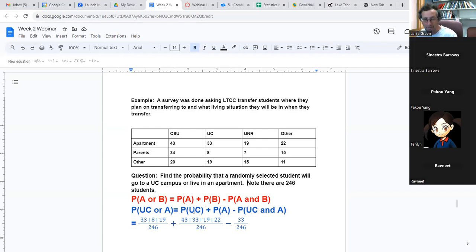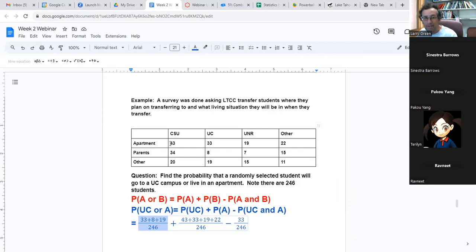And the way we do that is we're going to do those one at a time. Let's first find P of UC. And to do that, we want to say, how many UC students are there? Well, there's a 33 plus the 8 plus the 19. And that's the numerator. How many students were there? That was 246. So the fraction, that probability of UC, is 33 plus 8 plus 19 divided by 246.